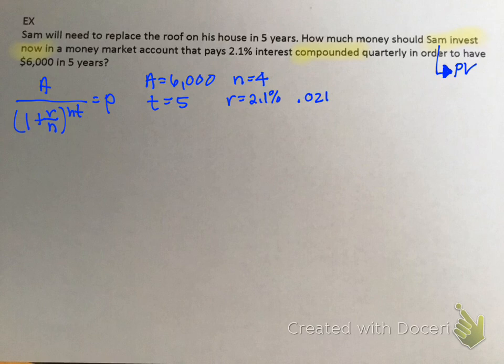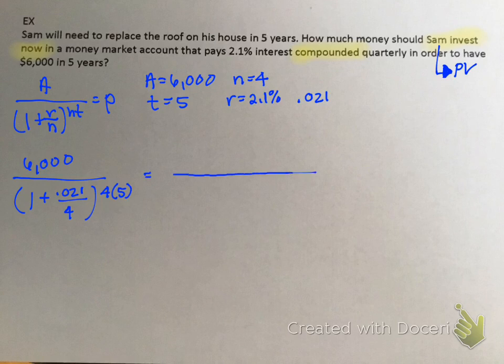Now plug and chug. 6,000 over 1 plus the rate, which is 0.021, over N, which is 4, raised to the N, which is 4, times time, which is 5. Once again, I'm going to make that exponent look a little bit better. So I'm going to multiply 4 by 5, and when I do that, I get 20. I told you, always work on the hardest part first. So we're going to work inside the parentheses. We're going to take 0.021, divide that by 4, and then add the value of 1.